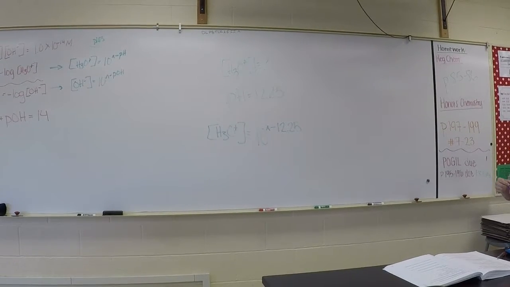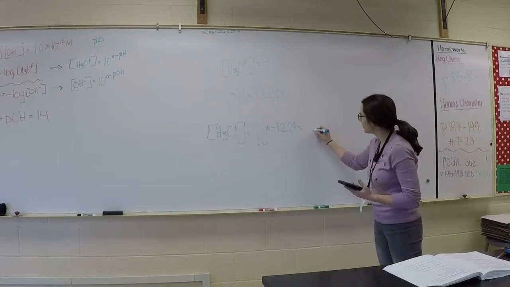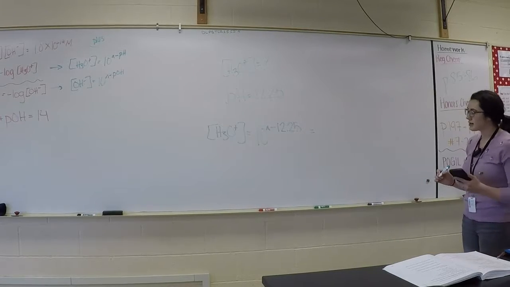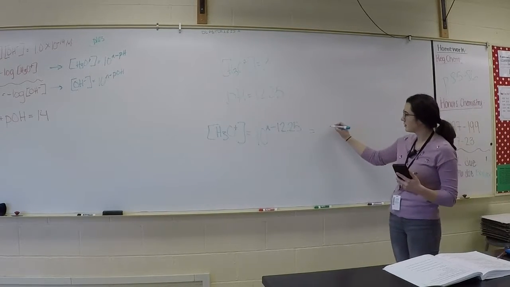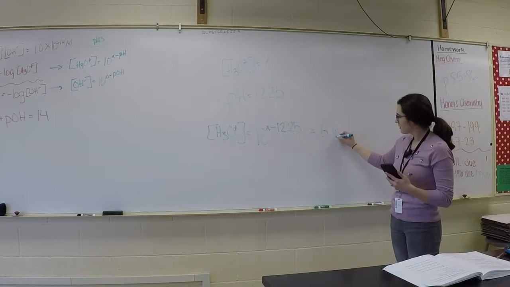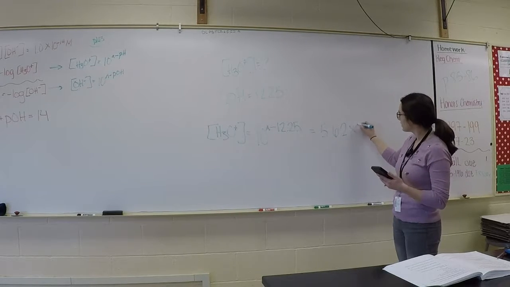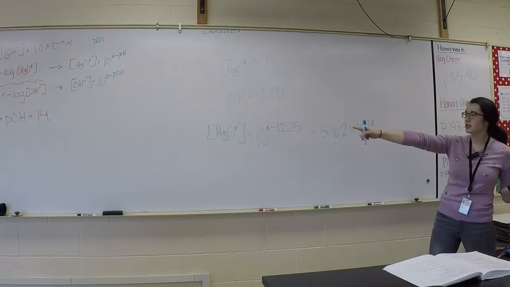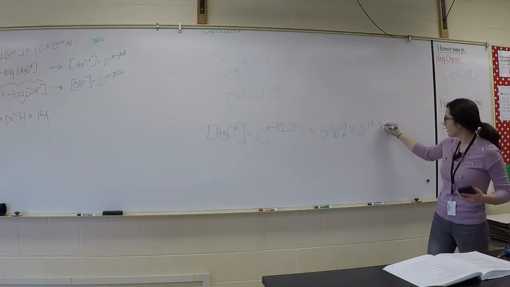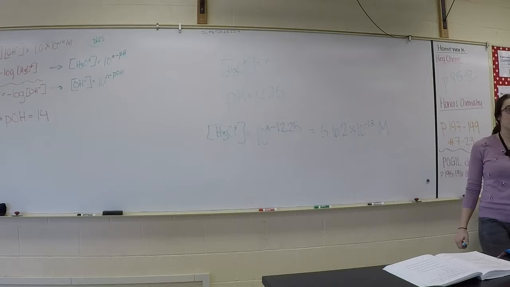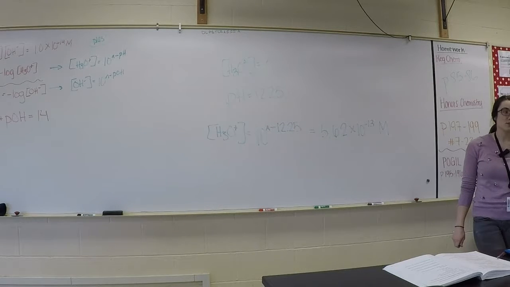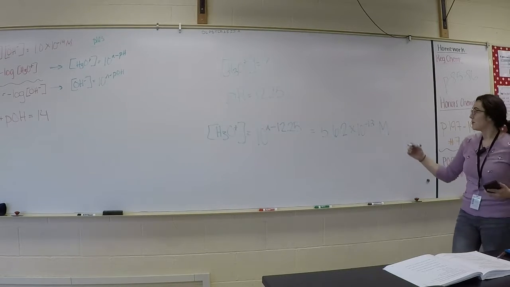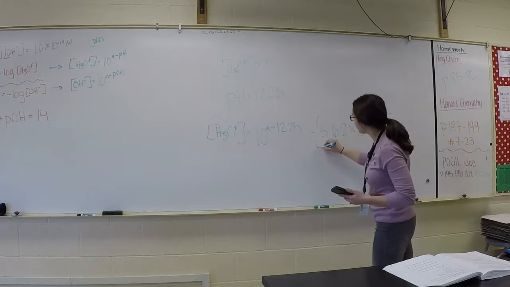Again, if you're not getting the same answers as me on the calculator, let me help you with your calculator. All right, so what's our hydronium concentration? 5.62 times 10 to the negative 13th. And this is a concentration. What do we need? Molarity. I can guarantee some of you are going to forget to put M on concentrations on your quiz. Don't do it. pH is unitless, but molarity is not.